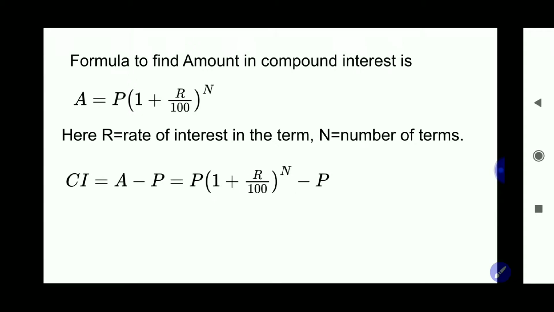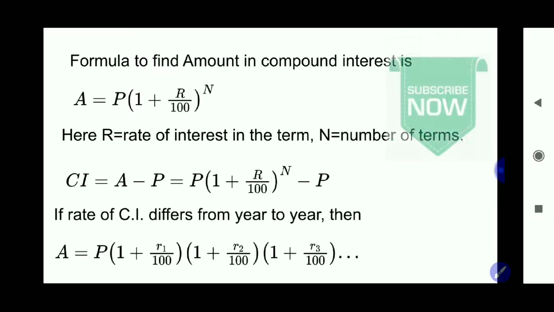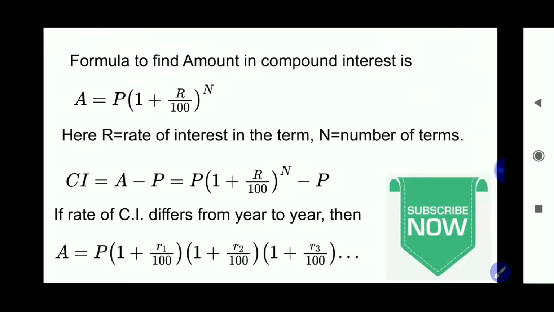Compound interest is amount minus principal. So it is P into (1 + R/100)^n minus P. If the rate of interest changes year by year, then the amount in compound interest is P into (1 + R1/100) into (1 + R2/100) into (1 + R3/100), and so on. We already told you R1 means rate of interest in the first year, R2 means rate of interest in the second year, R3 means rate of interest in the third year, and so on.